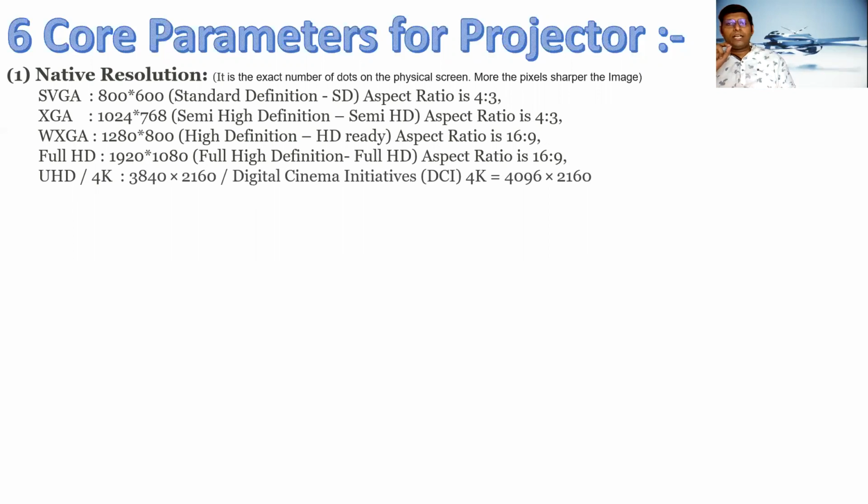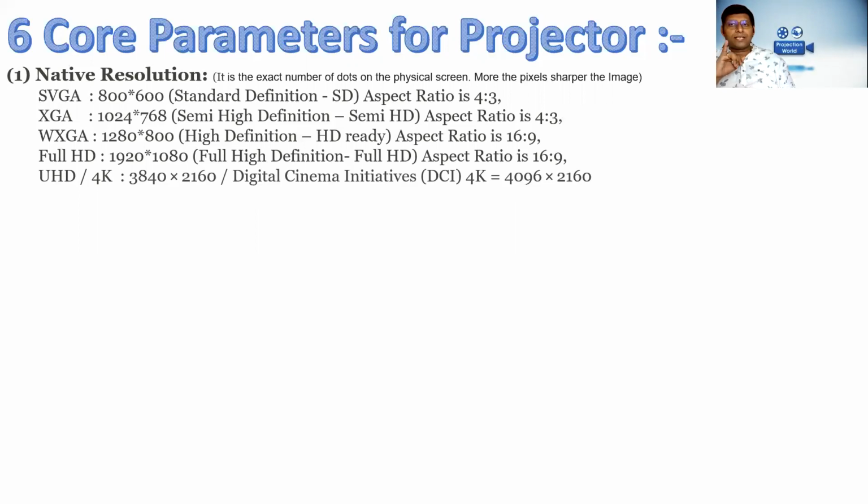What is native resolution? Native resolution is the dots on the screen, on the display. Even if you have a mobile phone, this is a full HD projector, mobile phone, this also has a resolution, the dots, pixels. So the more the pixels, the sharper the image. The native resolution definition is the exact number of dots on the physical screen. More the pixels, sharper the image. So in projectors there are total 5 types of native resolutions.